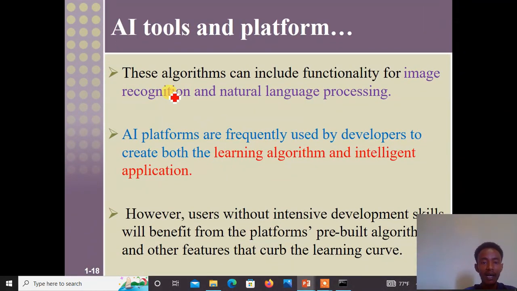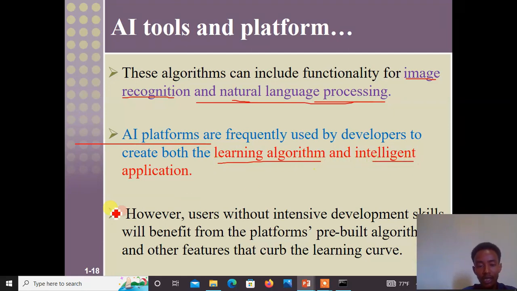So such like algorithms or pre-built algorithms include functionality such like image recognition, image recognition as well as natural language processing. Built-in algorithms sunniin maal qabatanii dhufu image identity image tokko ittiin recognize godhan natural language ittiin process gochuudhaaf built-in algorithms faayidaa akkasii qabu. So such like built-in algorithms include different functionality like image recognition as well as natural language processing for the users. So such like artificial intelligence platforms are frequently used by the developers in order to create both learning algorithms and also intelligent application.